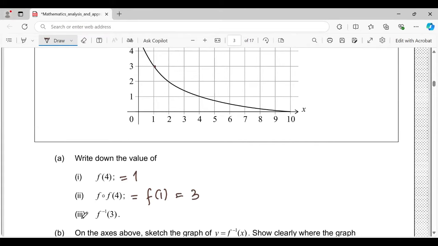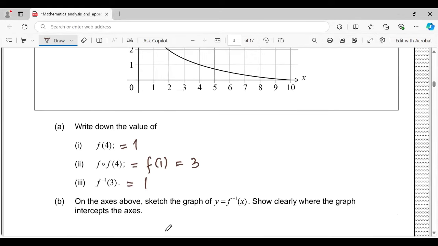And what if f inverse function and x equals 3? If x equals 3, it means the inverse function of x is y, f(y). So if y equals 3, it means x equals 1.